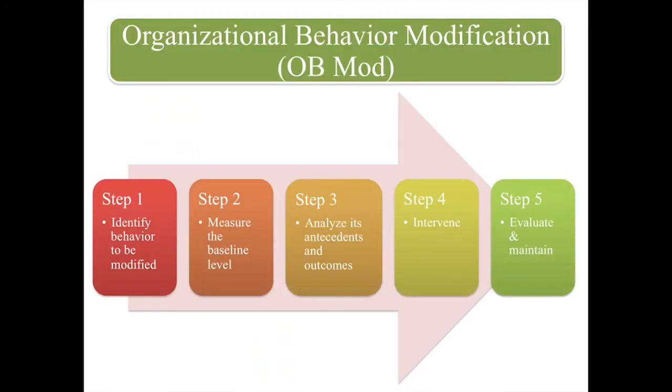Organizational behavior modification, or OB mod, has 5 steps. These 5 steps are simple to talk about and more challenging to do. Step 1 would be to identify behavior to be modified. Step 2 would be to measure the baseline level. Step 3, analyze antecedents and outcomes. Step 4, intervene. And 5, evaluate and maintain. Again, this is something that's easy to talk about and more challenging to put into action.